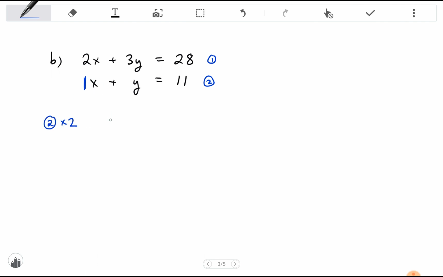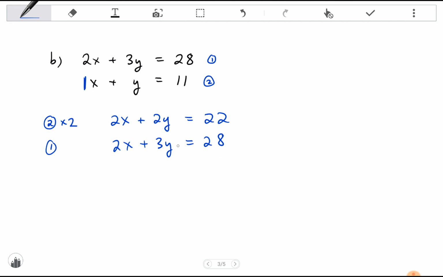So 2 times x will give me 2x, and 2 times y will be plus 2y, and 2 times 11 will be 22. So all we've done is multiplied this second equation by 2. And the reason we did that is because the first equation has a 2 in front of the x. So if we now just bring that first equation down here, 2x plus 3y equals 28. We haven't done anything to it, we just rewrote it.